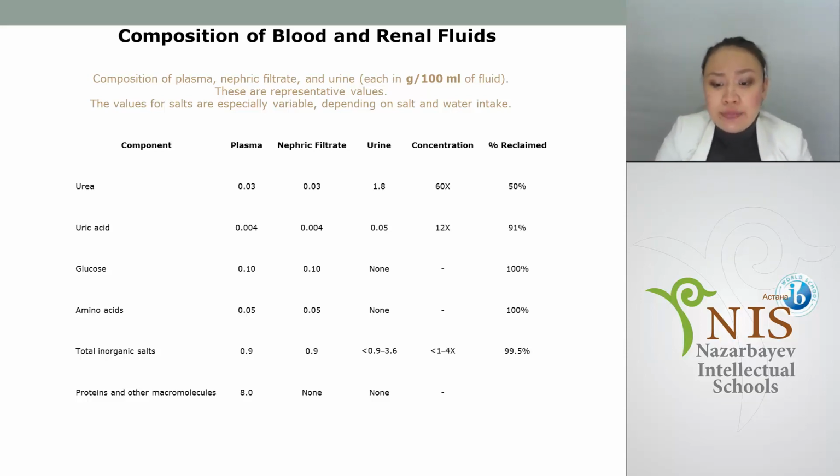If a person has glucose in his urine, it could be the first sign of diabetes. That's why it is important to know. And inside of the urine, amino acids should also be none, because the neuron couldn't release it. Total inorganic salts should be 0.9 to 3.6. Okay, and proteins none.